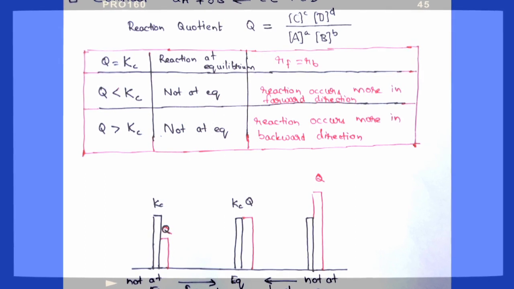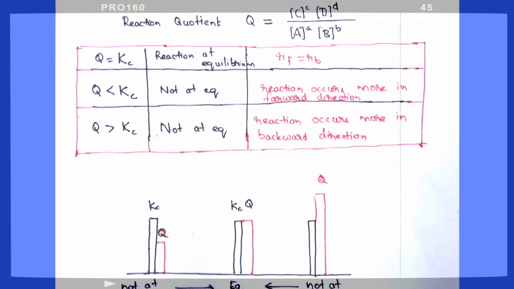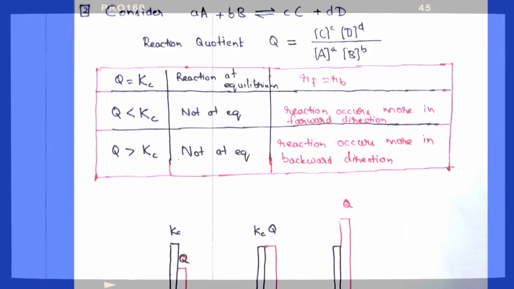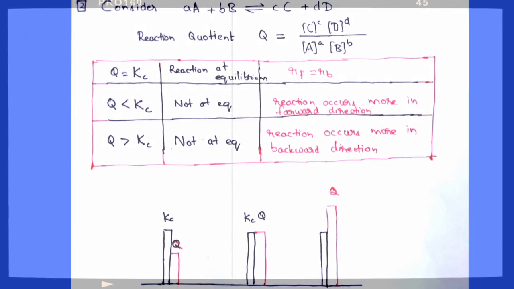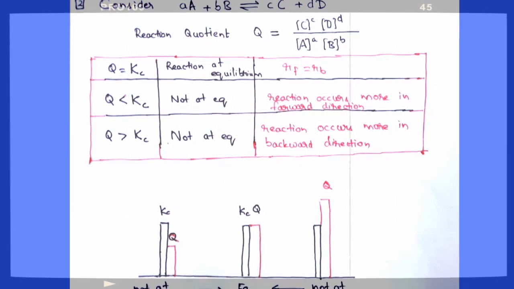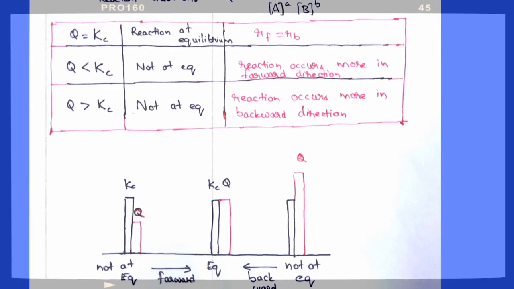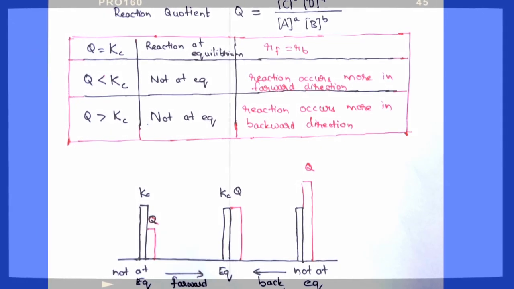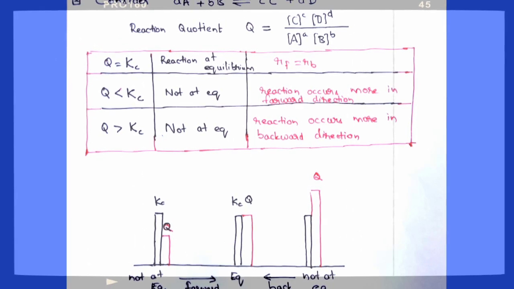Second point. Here the relation between reaction quotient Q and Kc is given. If Q is less than Kc, the reaction occurs more in forward direction and achieves equilibrium state. If Q is greater than Kc, backward reaction will take place and achieves equilibrium state.